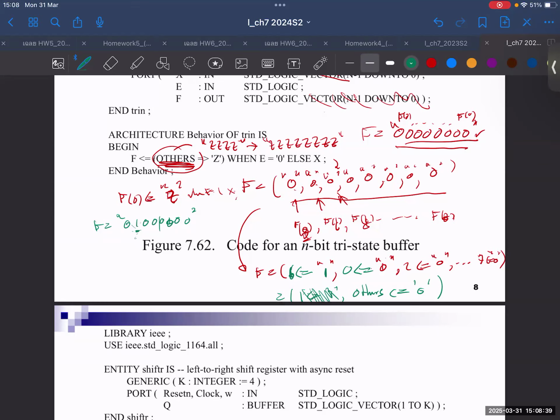Or you can reset it. For example, if you want to reset F equal to 0 all the time, you can use this technique too. If reset is 1, then F others equals 0. Then in that case, you don't need to dive into the code and expand all the 4-bit zeros to 8 bits everywhere. Understand? So you can use this technique to reset everything too.